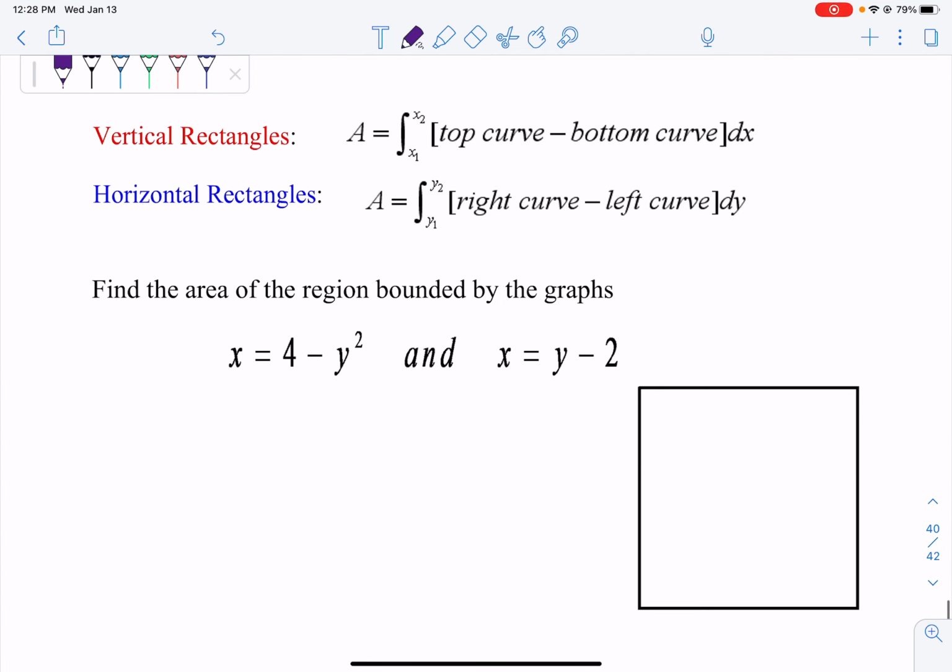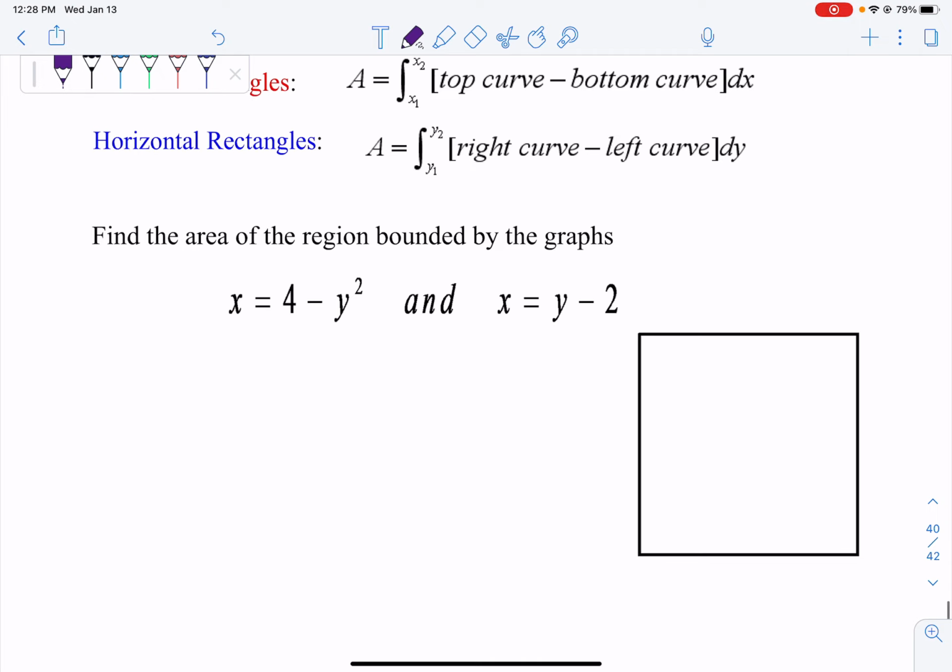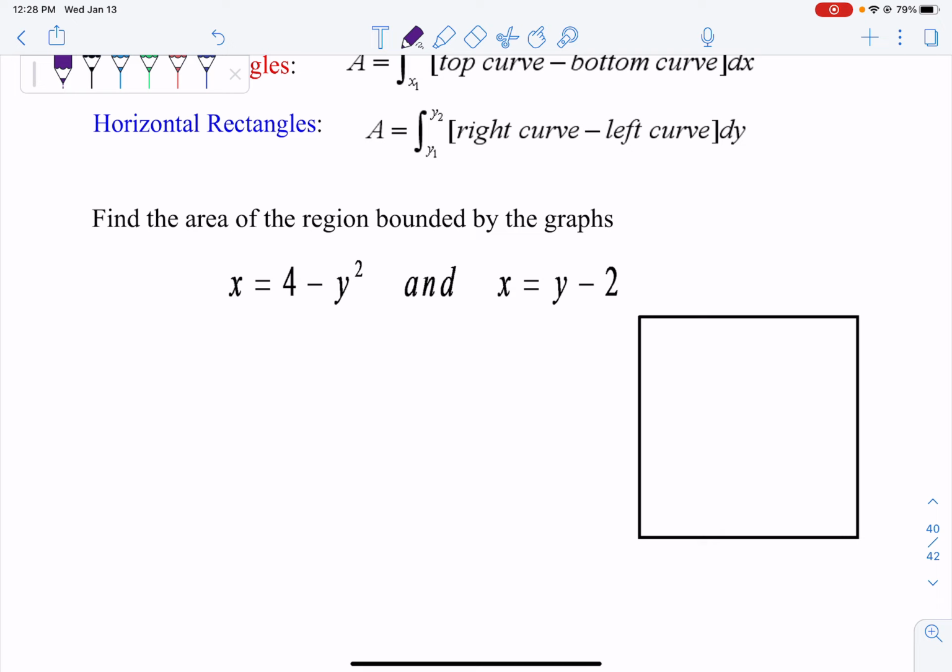We are looking at what if our functions look a little bit different. For example, find the area of the region bounded by the graphs x equals 4 minus y squared and x equals y minus 2. Well, all of a sudden, these aren't y equals anymore. In fact, if I were to graph these two functions, my 4 minus y squared is just an upside down parabola, but my axis is no longer the same, right? I switched my axis.